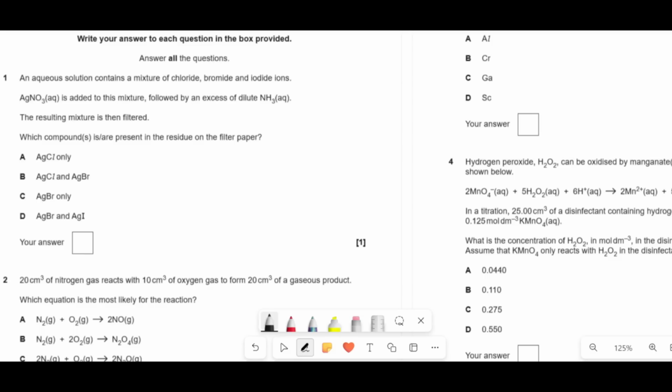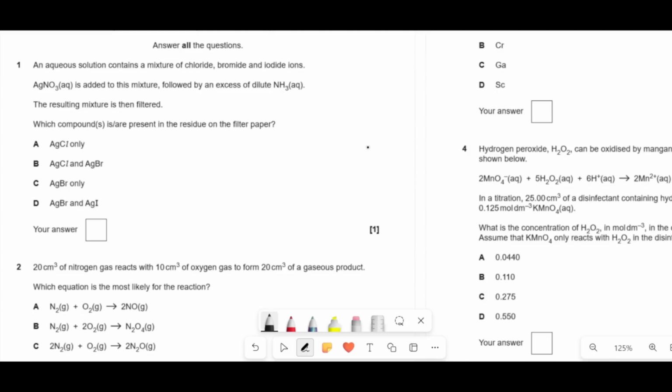Alright, so welcome back to another episode of the A-Level Cookbook. Today we're going to be doing the OCR A-Level Chemistry A, June 2022 paper, paper 1. So it says an aqueous solution contains a mixture of chloride, bromide, and iodide ions. So AgNO3 is added to this mixture, followed by an excess of dilute NH3, and the resulting mixture is then filtered. Which compounds are present in the residue on the filter paper?